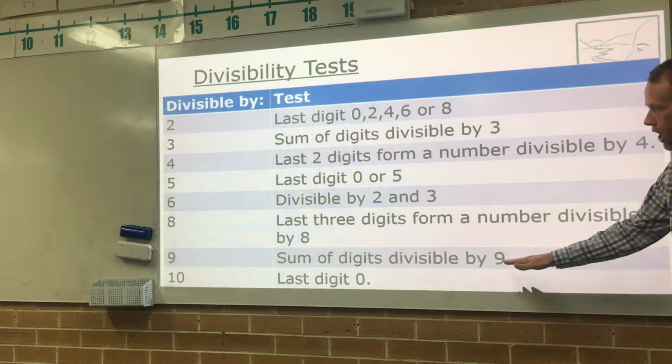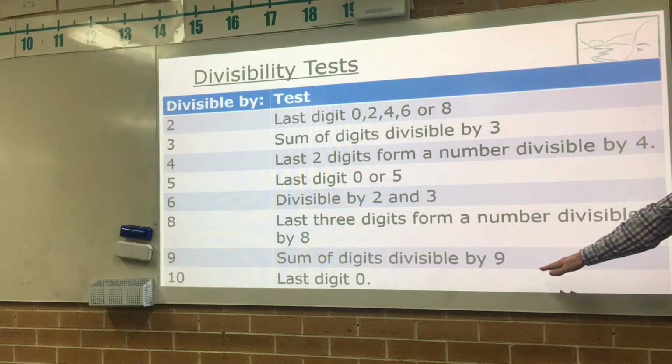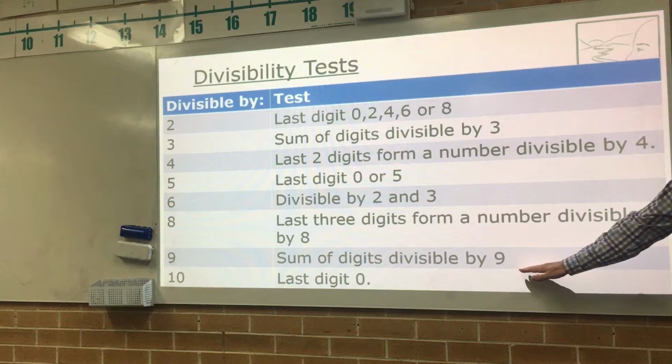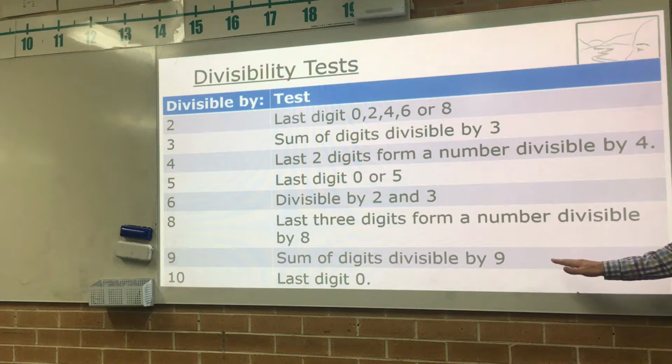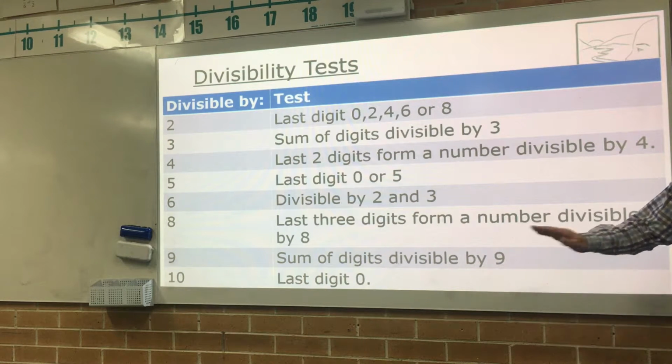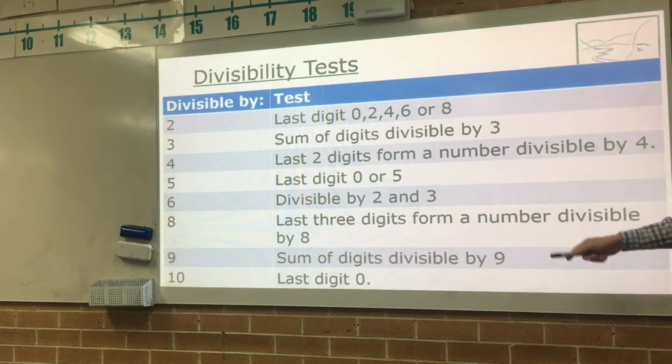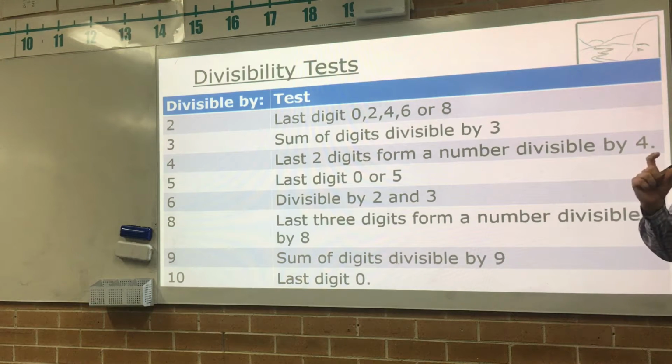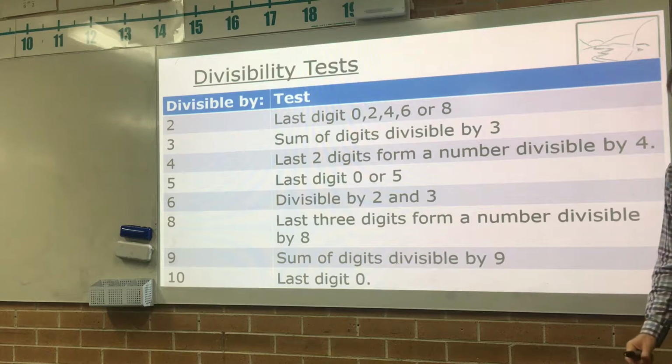For 9, the sum of the digits are divisible by 9. So you add all the numbers together, all the digits together, and you get a number divisible by 9. And 10, you should know that. Last digit is 0. Now that's a lot of information. I've given it to you in a little sheet, which you now have in your books and you can use. You'll notice on the sheet there's another one under 4 as well. I think that's a bit more complicated, so I'll leave it there.